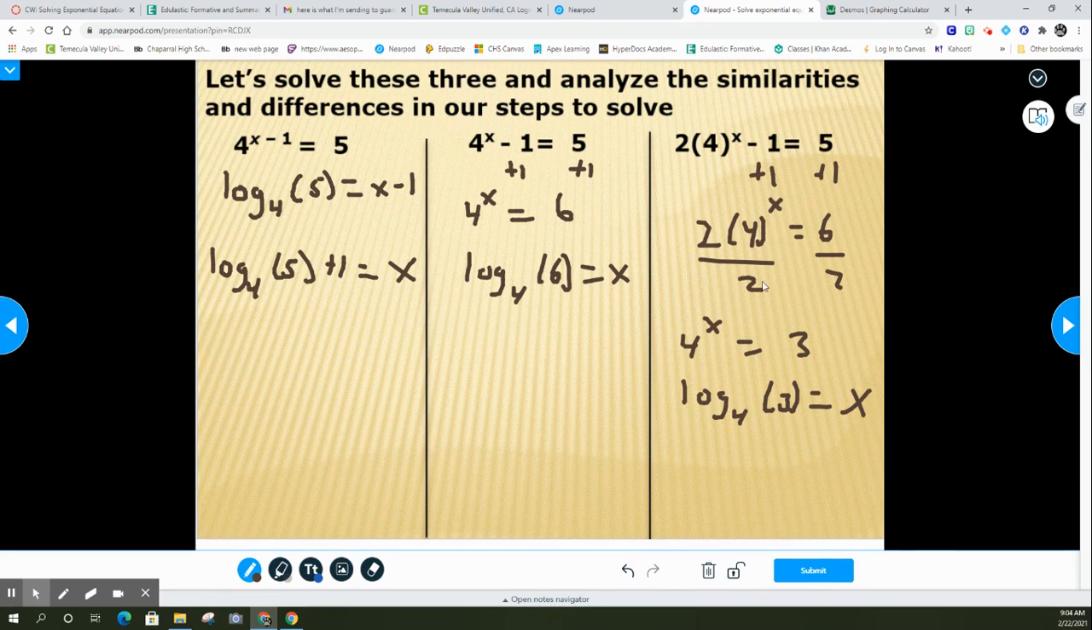All right, so a lot of similarities. They all end up with base 4 because they all have some form of 4 to the x in it. But before you can log, you have to get that 4 to the x, or that 4 to any power, by itself. If there's something else in the exponent, then your last step would be to get rid of that. If it's not in the exponent, you have to get rid of it first.